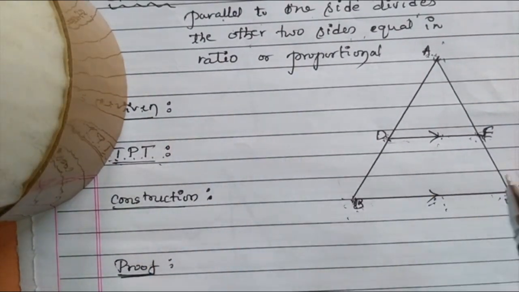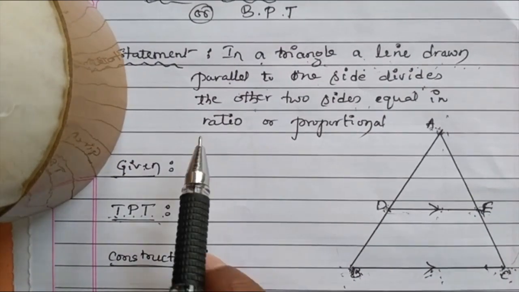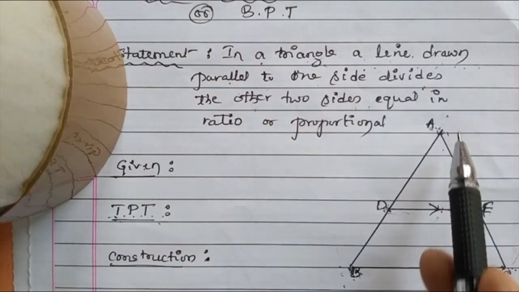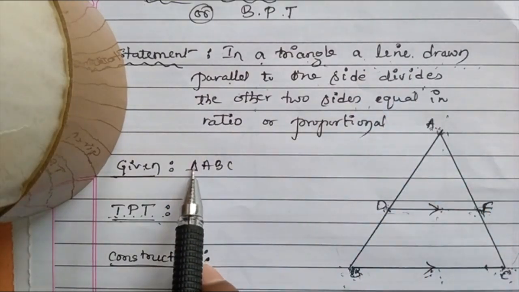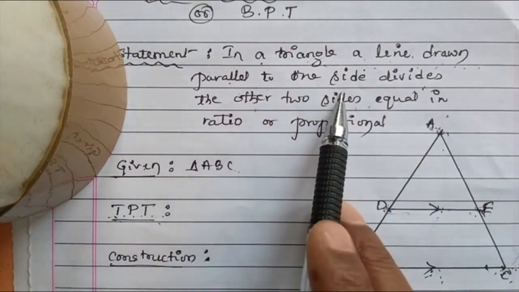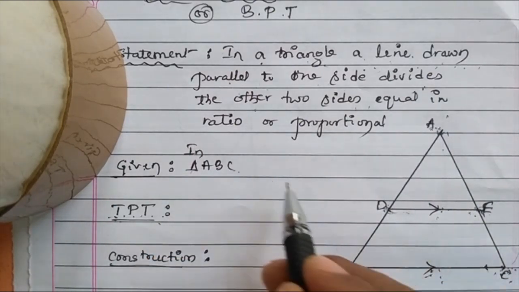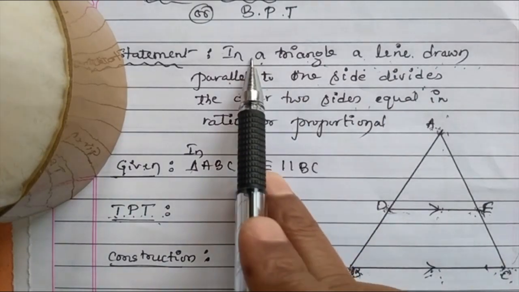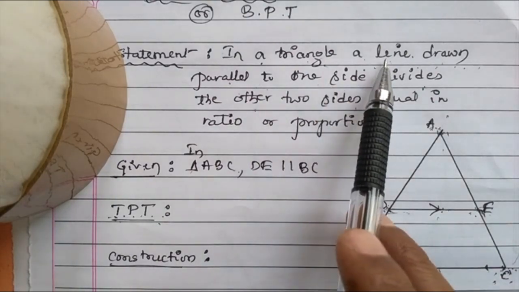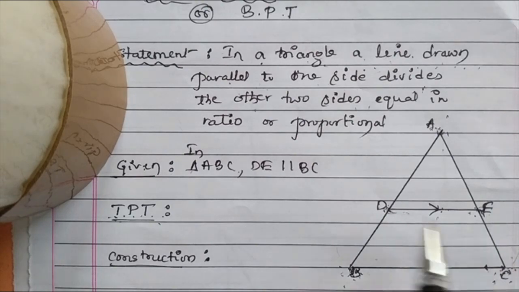First, given. What is given? The given you can find out from the statement only. In a triangle ABC, a line drawn parallel to one side. In triangle ABC, DE is a line drawn parallel to BC. Look, ABC is a triangle in which a line drawn parallel to one side, DE, is drawn parallel to BC. Therefore, in triangle ABC, DE is parallel to BC.